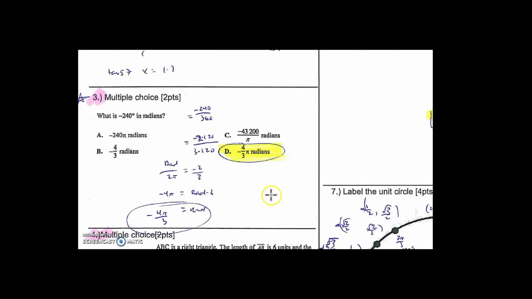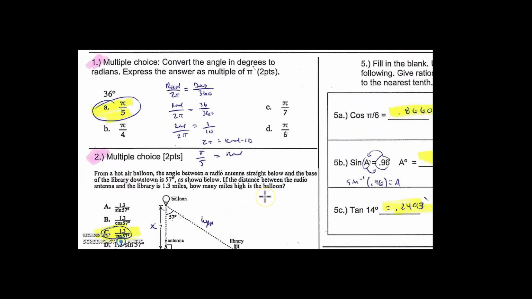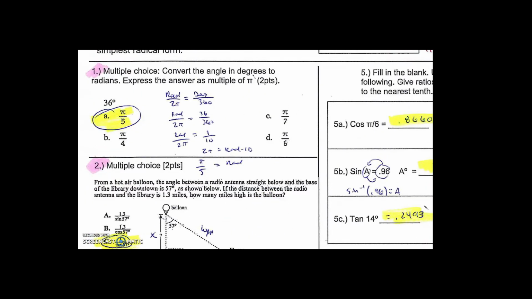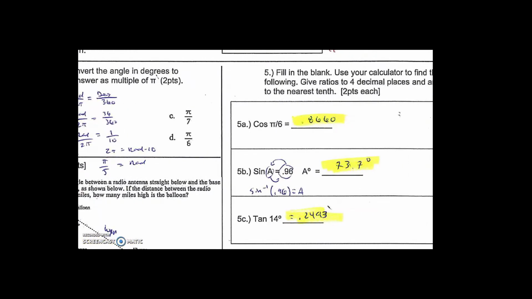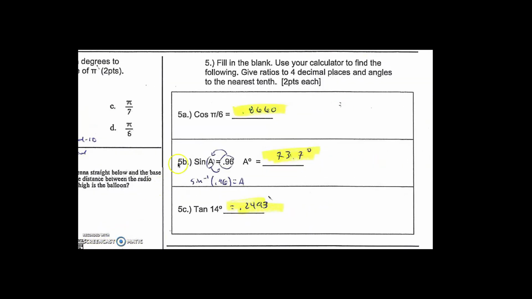Let's look at question number 5. For question number 5, you just have to switch your calculator to radian mode, and then type in cosine of pi divided by 6. Your calculator should read 0.8660. These give ratios. So cosine of an angle equals a ratio.